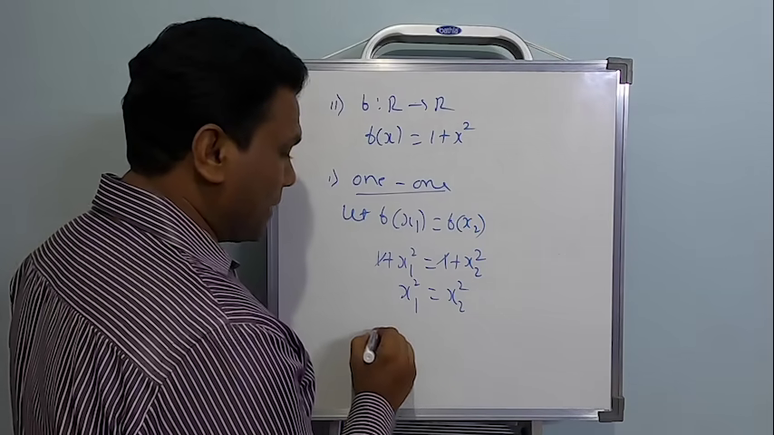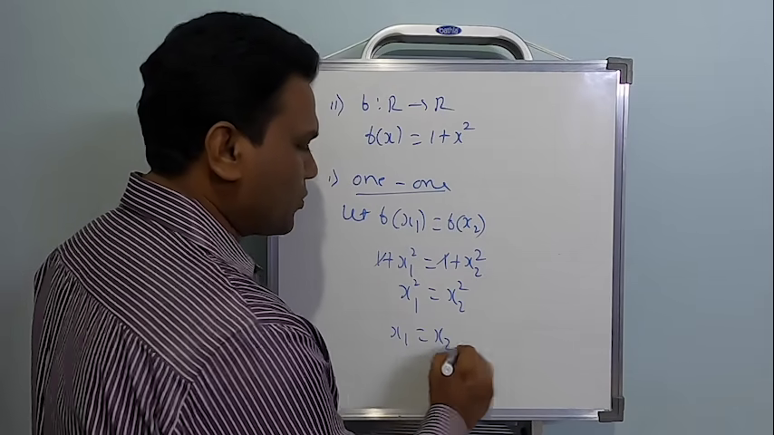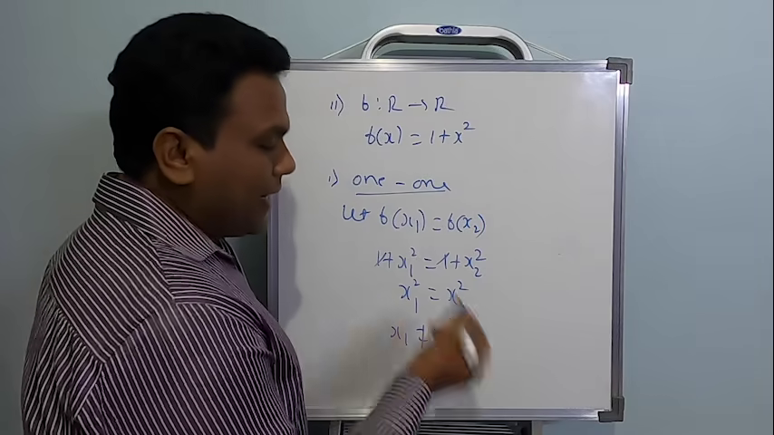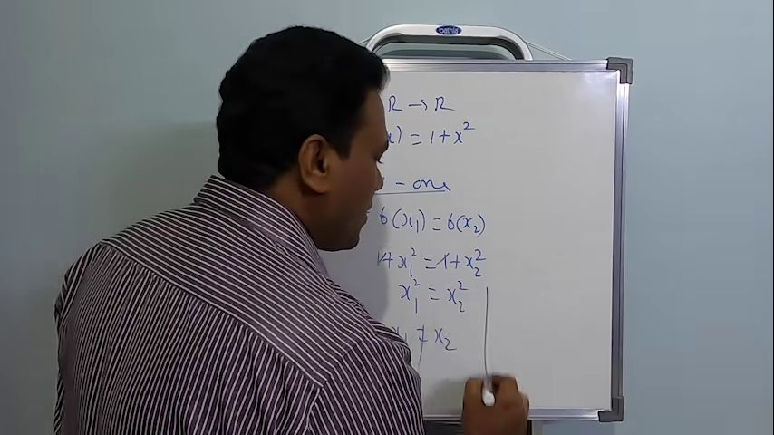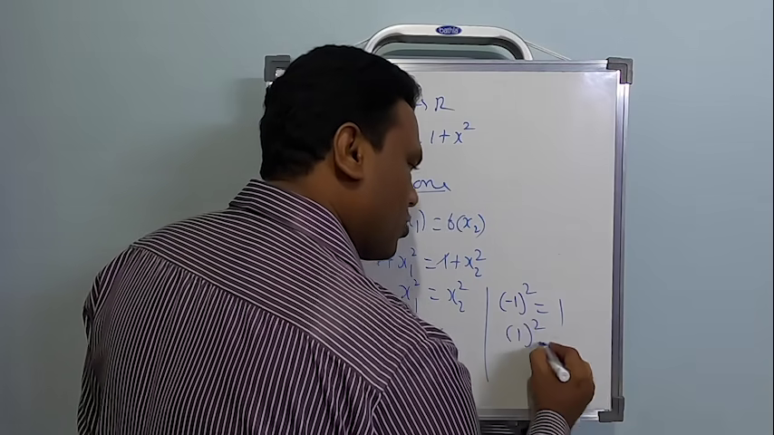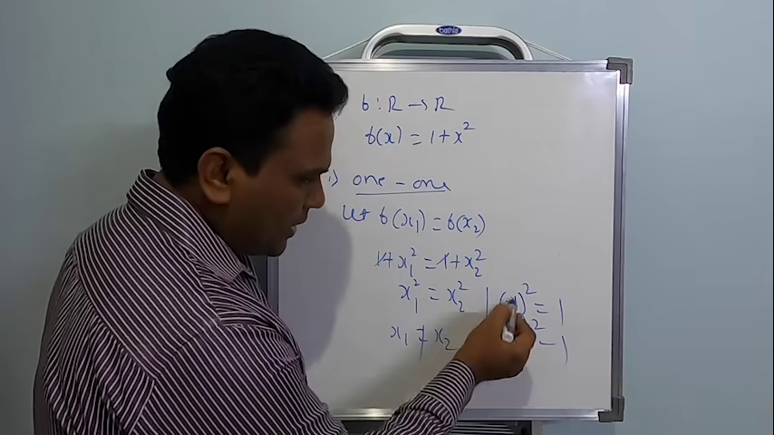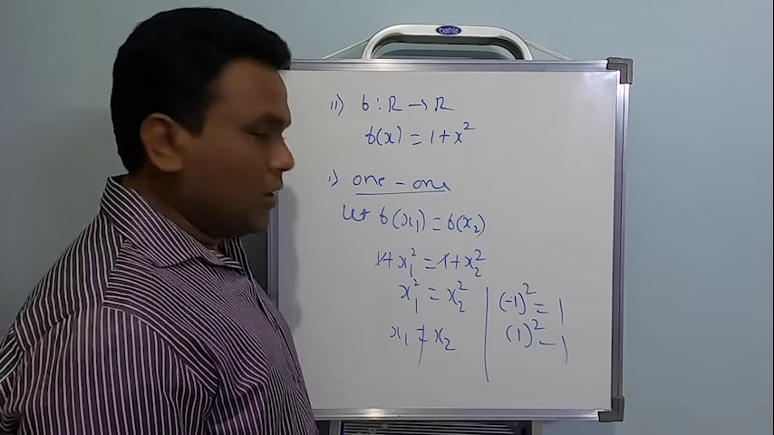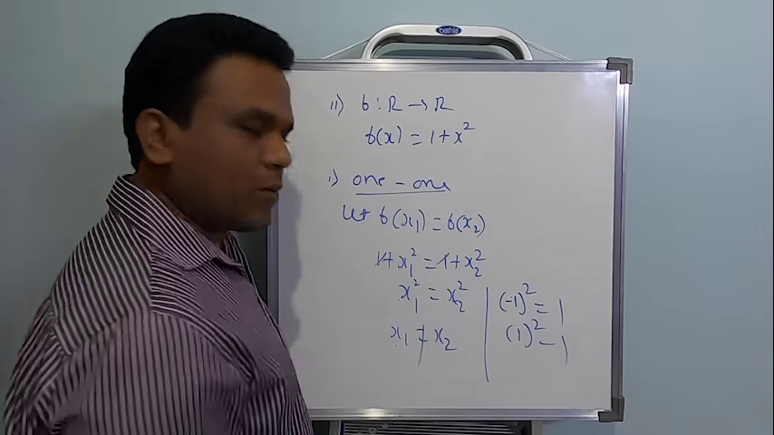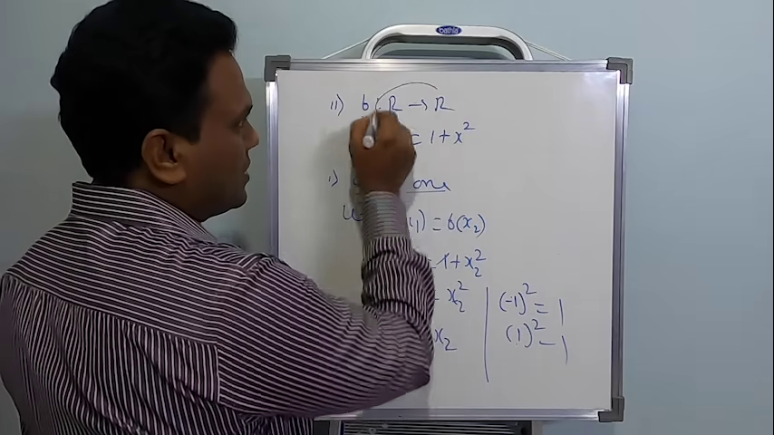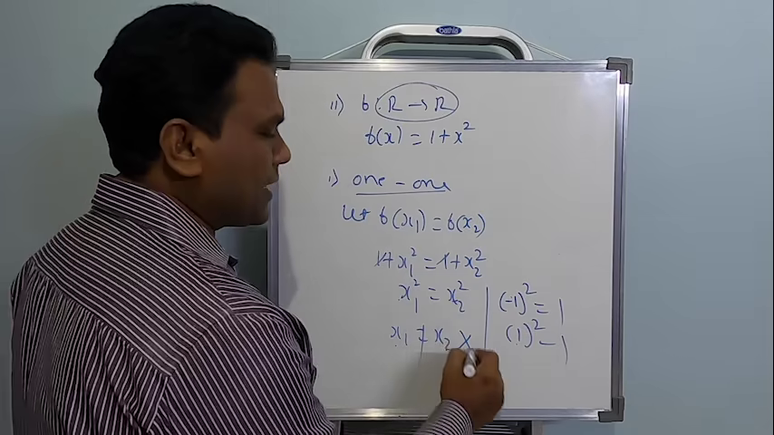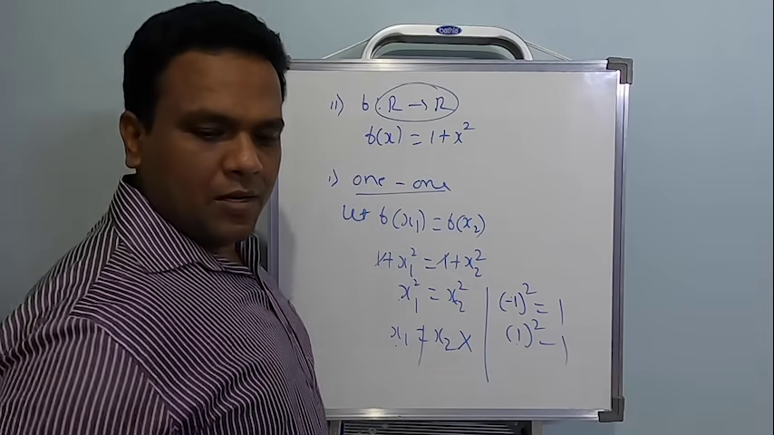This does not mean actually x1 equal to x2. No, this is not possible. Why it is not possible means, for example, minus 1 square is also 1, 1 square is also 1, but minus 1 is not equal to 1, correct now? So this will not give you a conclusion that x1 should be equal to x2, because the function is defined from real numbers to real numbers. So the given function cannot be 1, 1.